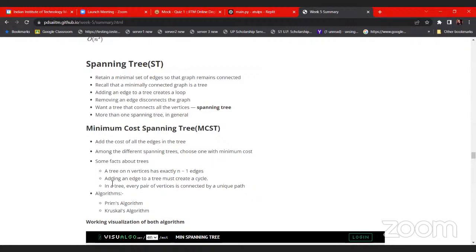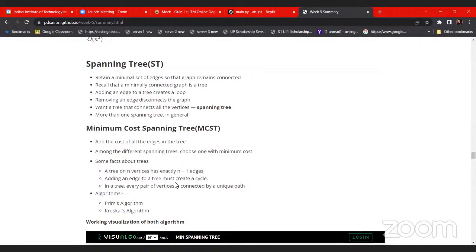Some facts about trees. In a tree, if the total number of vertices is n, then the number of edges will always be n minus 1. So if the total number of vertices is 4, then definitely in a spanning tree the total number of edges will be 4 minus 1, which is 3. So this is one fact about trees. We will also learn tree terminology in week 6, but some terms are coming in week 5 also, because we are learning the concept of spanning trees.